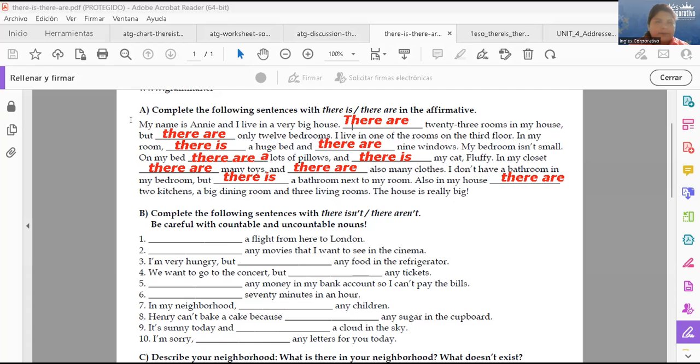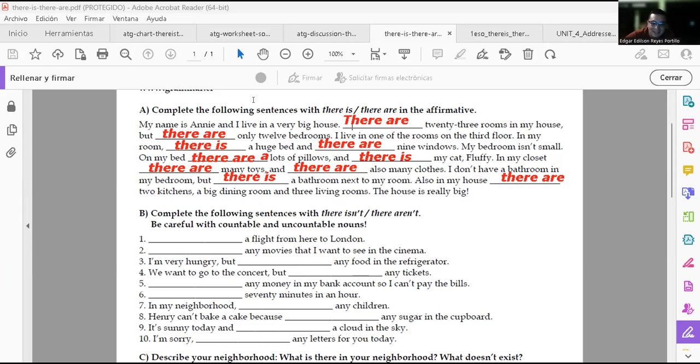The whole paragraph, Edgar. My name is Edgar and I live in a very big house. There are 23 rooms in my house, but there are only 12 bedrooms. And I live in one of the rooms on the third floor. In my room, there is a huge bed and there are 9 windows. My bedroom isn't small. On my bed, there are lots of pillows. And there is my cat, Firulai. Your cat, Firulai. Okay, continue.